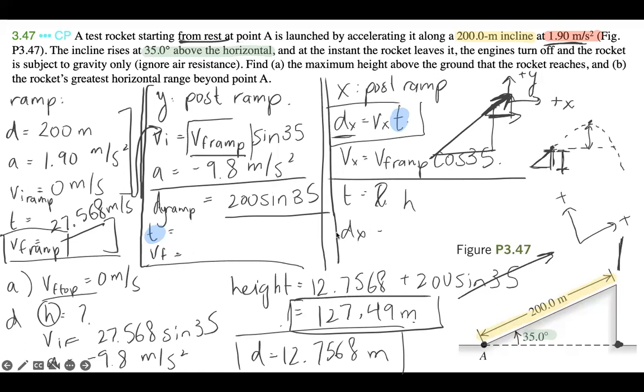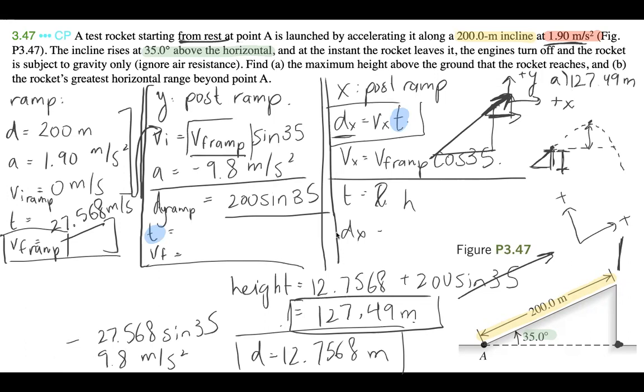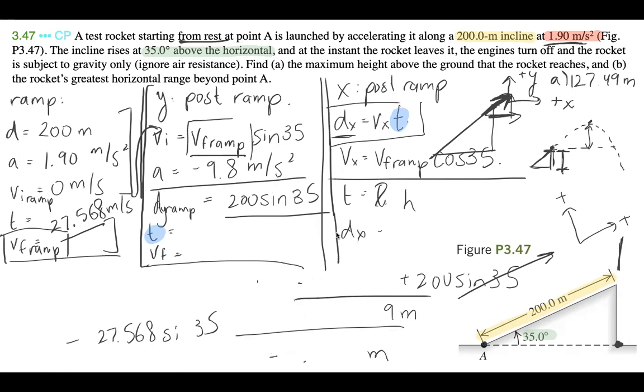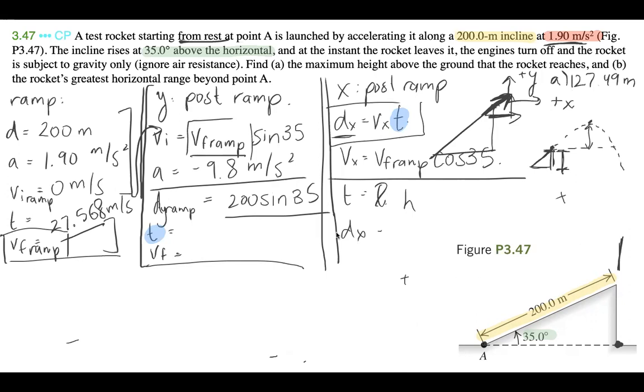Okay, so now for part B. I'm just going to write down A right over here is equal to 127.49 meters, and I'm going to go ahead and erase all of this. Now the second part of this question, we're looking for the horizontal range, so the horizontal range beyond point A.